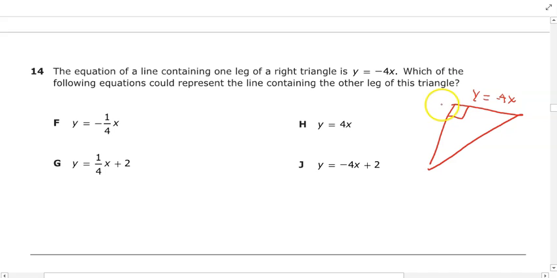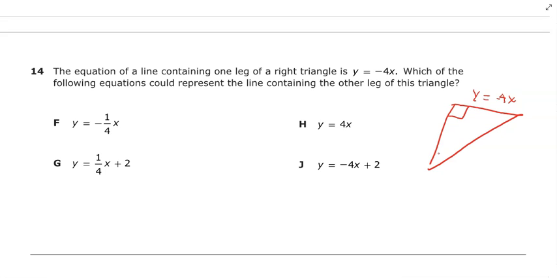That means the other leg has to be perpendicular to it. It's not the hypotenuse piece that we're given. We're given one of the legs, and because the legs are the pieces that form the right angle, the other leg has to be the one that's perpendicular. Which of the following equations could represent the line containing the other leg?